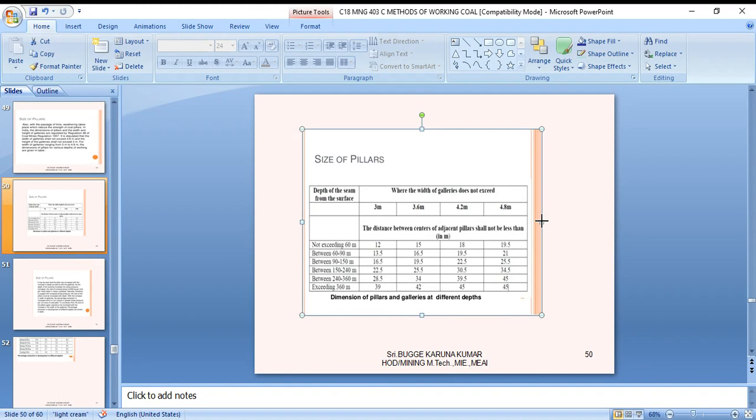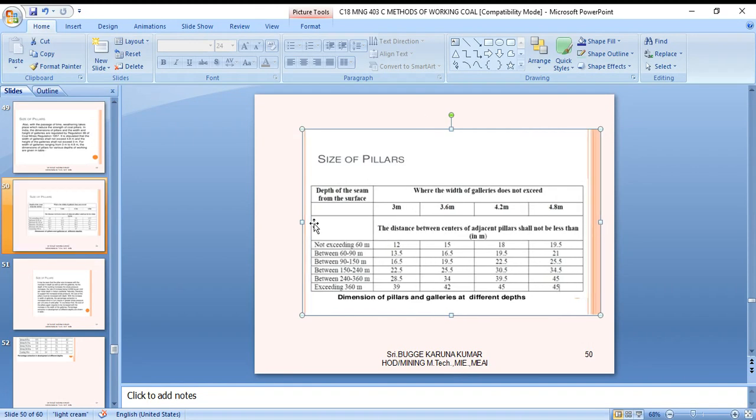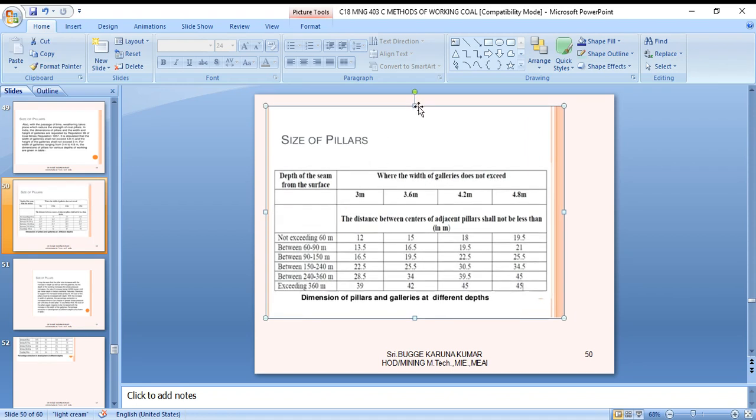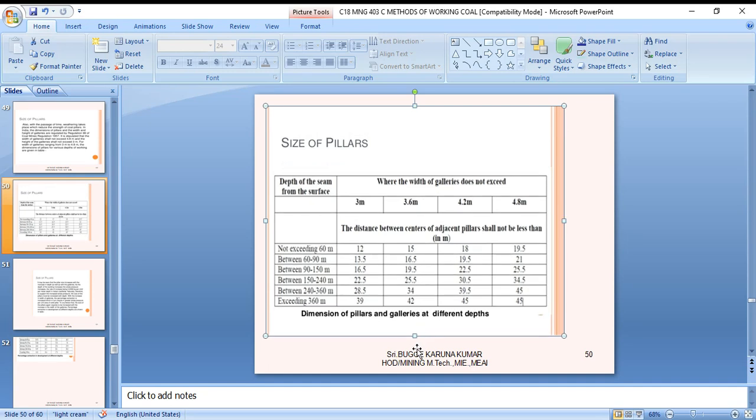As per the regulations, the size of the pillars depends upon the dimension of the pillar. Galleries at different depths, not exceeding 60 meters. Width of the gallery not exceeding 3 meters, 3.6 meters, 4.2, 4.8 meters.